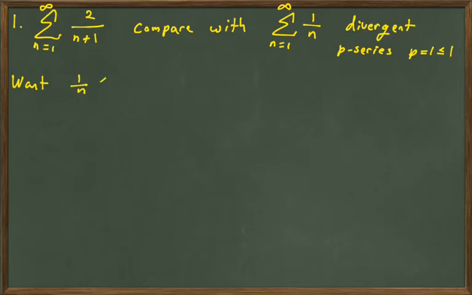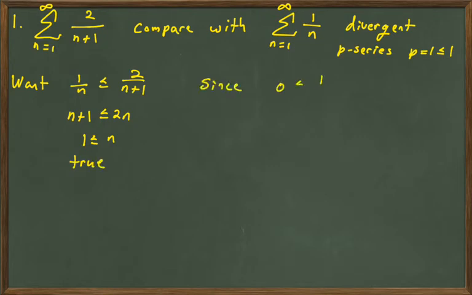So we want 1 over n to be less than or equal to 2 over n plus 1, and we just want to see if we can manipulate this and get a true statement. So you can go ahead and cross multiply. That's going to preserve the inequality, so n plus 1 is less than or equal to 2n. You can subtract n from both sides, and 1 is less than or equal to n, and that's true for all natural numbers. And so 1 over n is less than or equal to 2 over n plus 1 for all n. And so that's good enough for the direct comparison test. That's what we need. So this is a true statement.